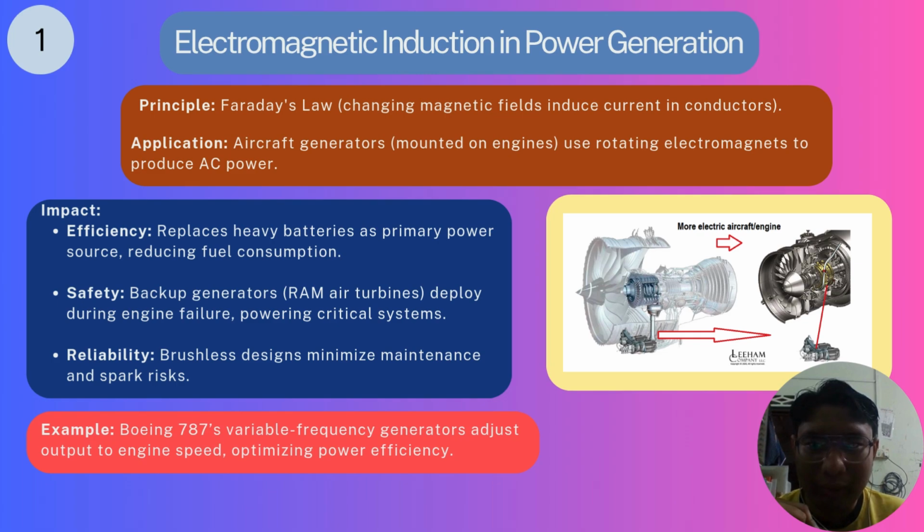For the safety, backup generator ram air turbine deploys during engine failure, powering critical systems. For the reliability, brushless design minimizes maintenance and spark noise. For example, Boeing 787's variable frequency generator adjusts output to engine speed, optimizing power efficiency.